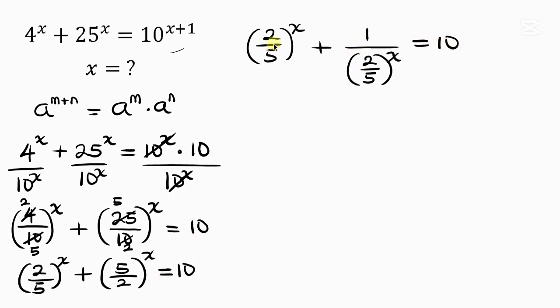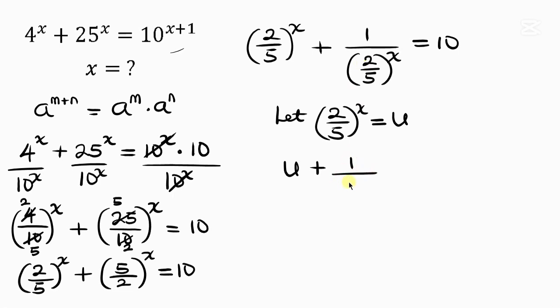Now notice that we have 2 over 5 to the x here, and we also have 2 over 5 to the x here. So we can therefore introduce substitution by saying let 2 over 5 to the x be equal to u. That means wherever I see 2 over 5 to the x, I'm going to be putting u there. So this expression becomes u plus 1 all over u equal to 10.